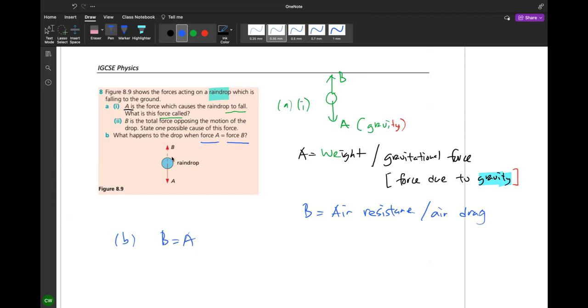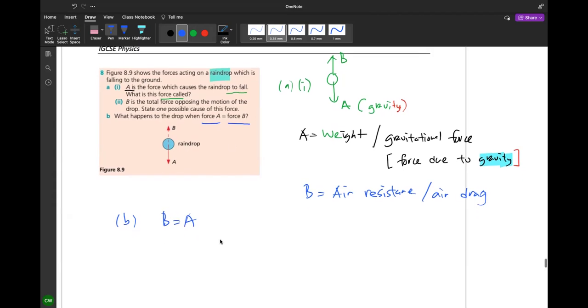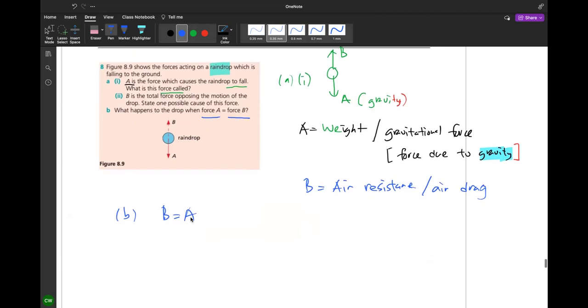What do you call this phenomenon when they are equal? Forces are what? Balanced, correct. The word is balance. A is balanced by B. Forces are balanced. So the keyword is balance. So what is the resultant force when forces are balanced? Correct. Resultant force is 0. This one is very important.